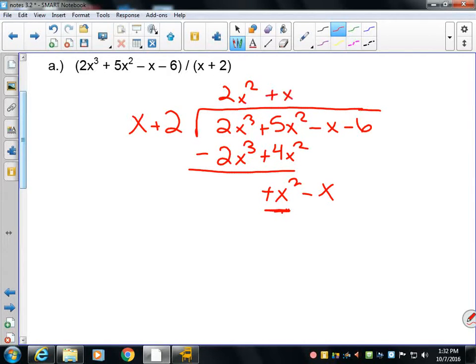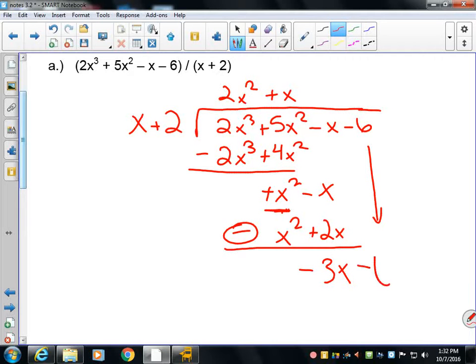Positive x. So then we go into here, x times x is x squared. X times 2 is plus 2x. And we subtract. We get negative x minus 2x, negative 3x. And we bring down this minus 6. Now what should we do there, Jocelyn?